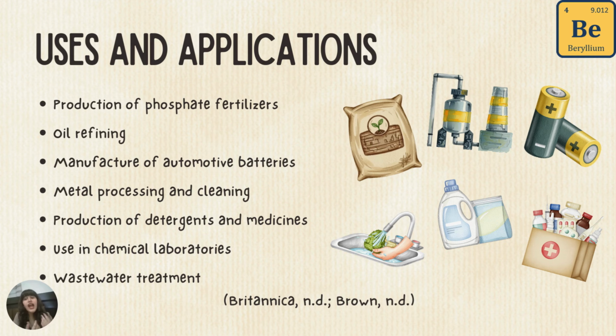First, sulfuric acid is widely used in the production of fertilizers, which are essential for agriculture and food production. It is also important in the petroleum industry because it helps remove impurities from fuels. Another common application is in lead-acid batteries, used in cars and backup energy systems. In addition, industries use sulfuric acid to clean and process metals before manufacturing products.